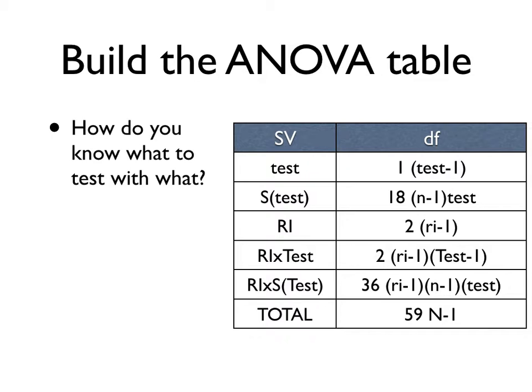Add these up: 19, 20, 21, 22, 23, 36 is 59. We have 6 cells with 10 observations per cell. We have 59 total degrees of freedom. We probably did it right.